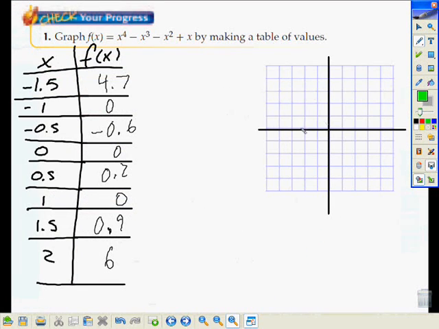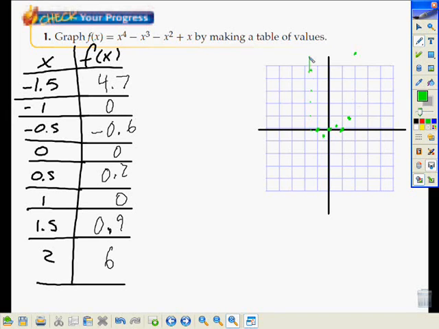We'll go ahead and graph them. 1.5 is up at 1, 2, 3, 4.7. Negative 1, 0. 0.5. 0 again. And we're off the page.